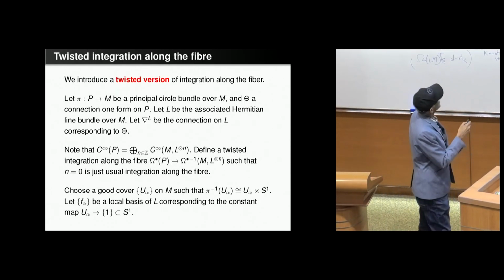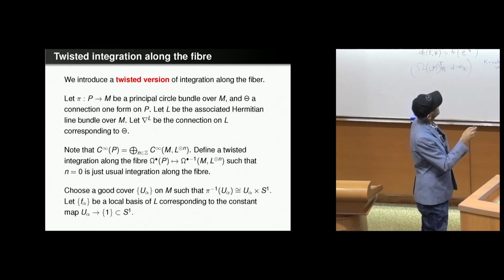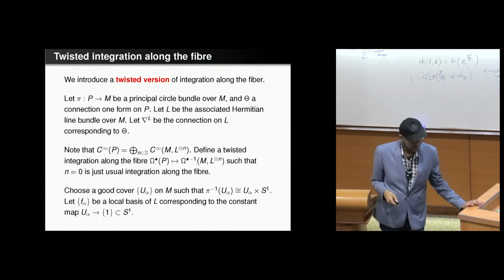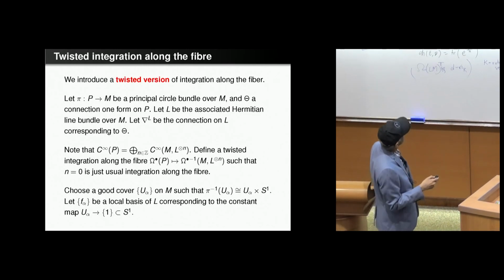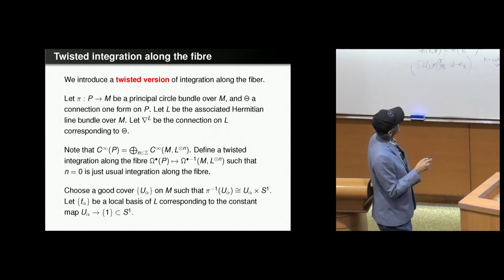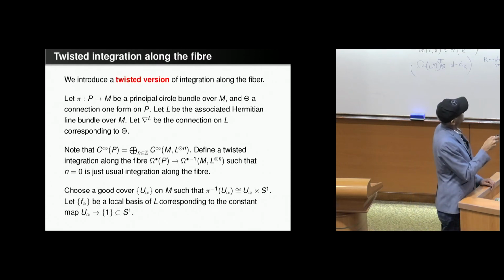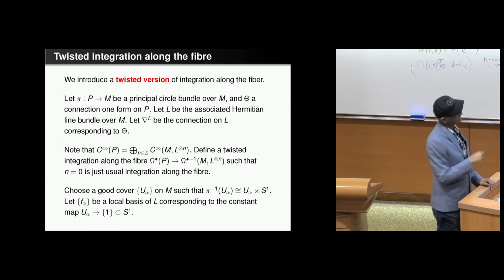And just note that smooth functions on P is a direct sum of smooth sections on L tensor n over M, taking the direct sum over all n. And this is an intuition of why you can define a twisted integration along the fiber, which maps differential forms on P to forms of degree 1 less on M with values in L tensor n.